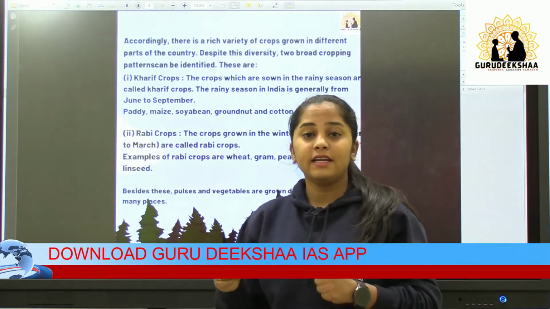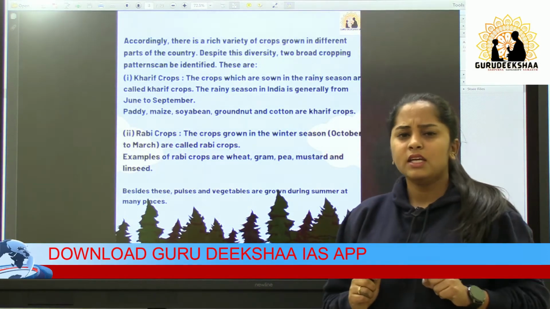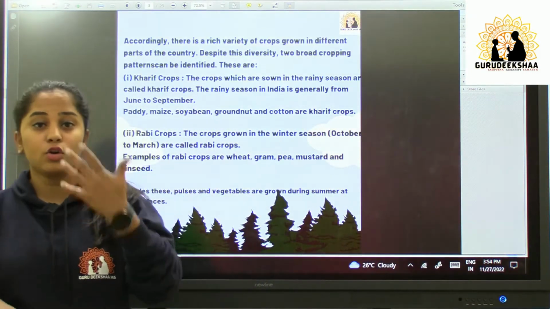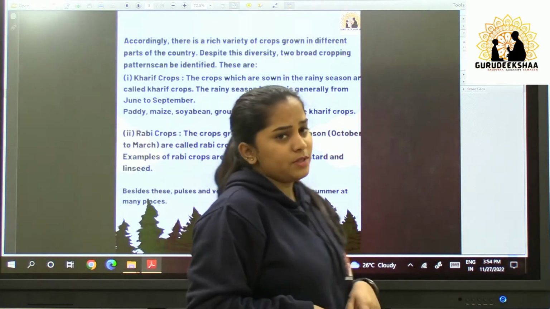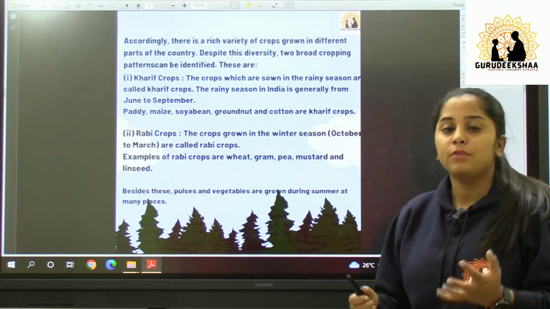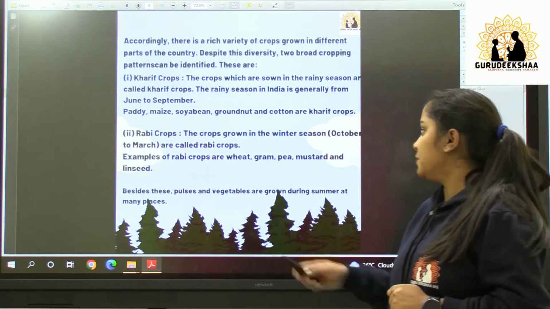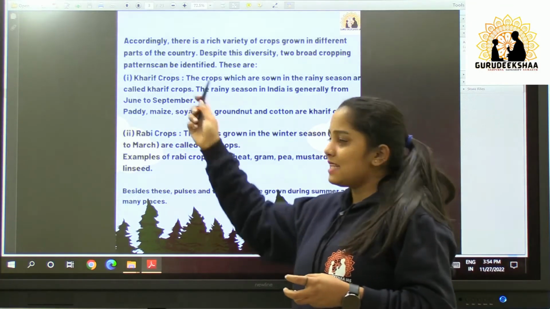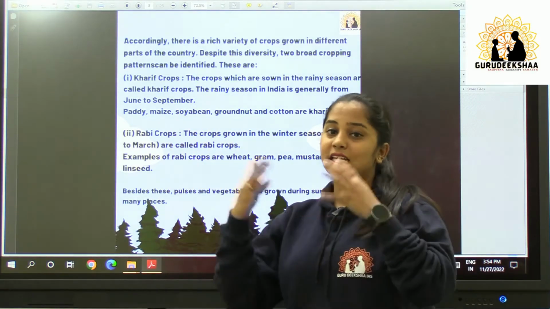If we see this diversity of crops and climate, the crops are divided into two types: kharif crops as well as rabi crops. What is a kharif crop? Kharif crops are the crops grown in the rainy season. What are the examples of kharif crops? Paddy, maize and soya bean are some of the examples. The question might be asked, is paddy a kharif crop, or which of the examples below is not a kharif crop.